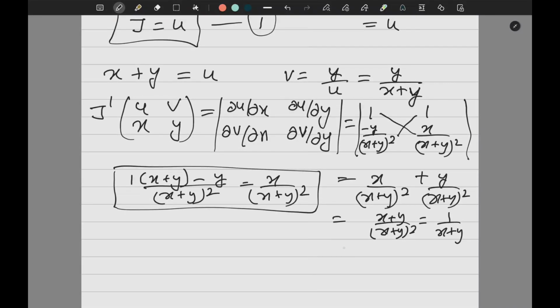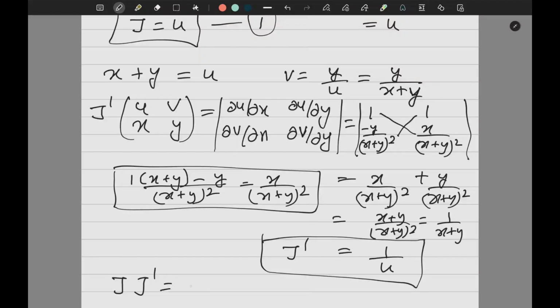And what is x plus y? X plus y is nothing but u. So my j dash value is 1 by u. So what is the value of j into j dash? U into 1 by u, which is equal to 1, hence proved. Correct? So these types of questions are very important, where they ask you, show that j into j dash is 1.